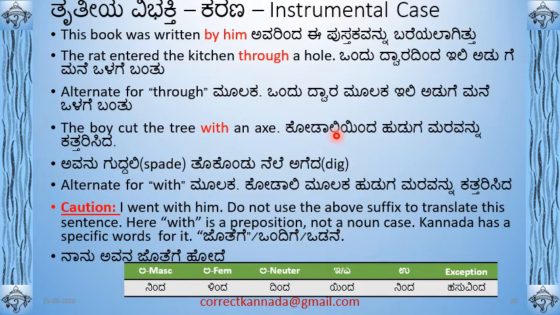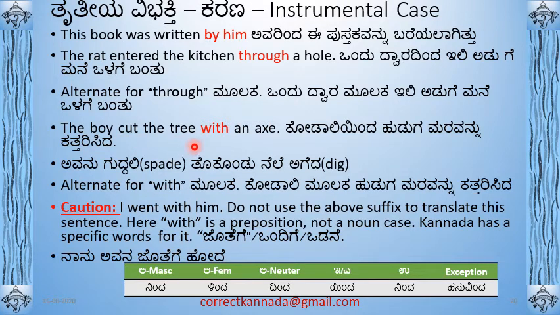Kodali is the word for axe. Kodali yinda, because Kodali is e ending and it is a neuter. I mean, doesn't matter if it's a neuter, as long as it's e ending, you have to use inda. Kodali yinda, huduga maravannu kattarisida. Okay, you can say kattarisida or kadisida. Axe, using an axe when you cut a tree or like really chopping. You're not cutting like as if you're cutting vegetable. So kattarisu is to cut vegetable, that type of thing. But you can generally use it for cut of anything.